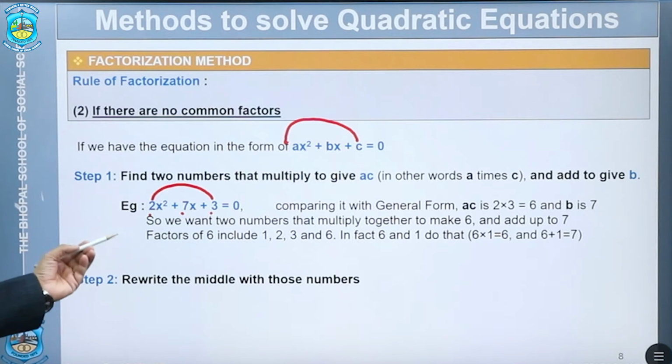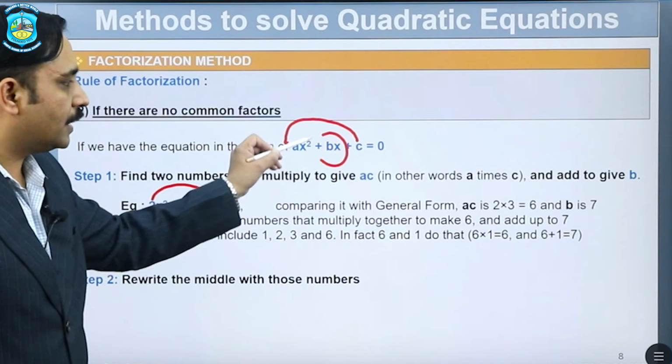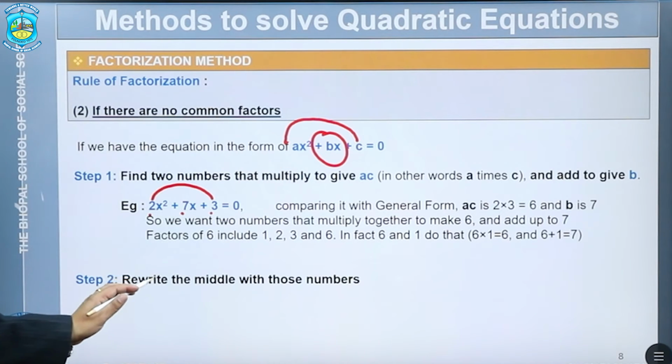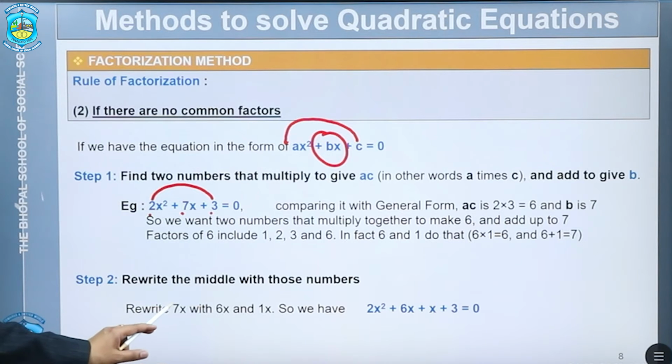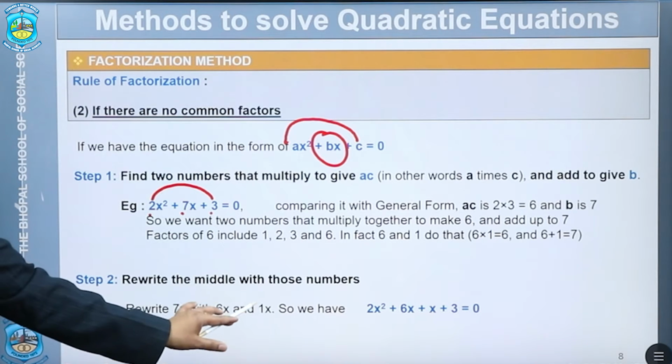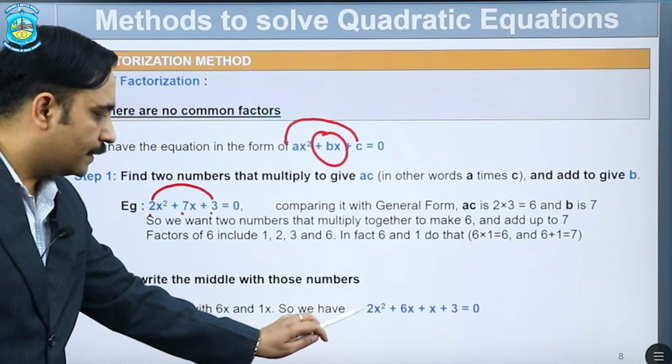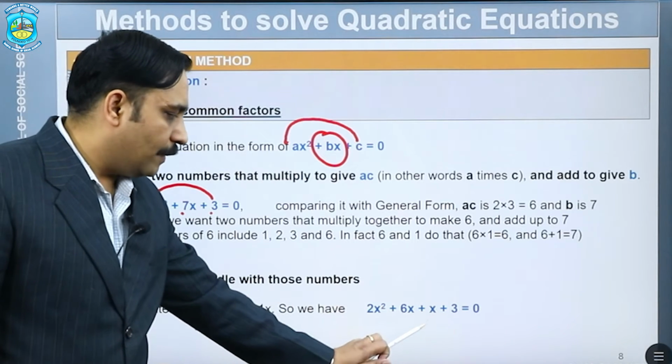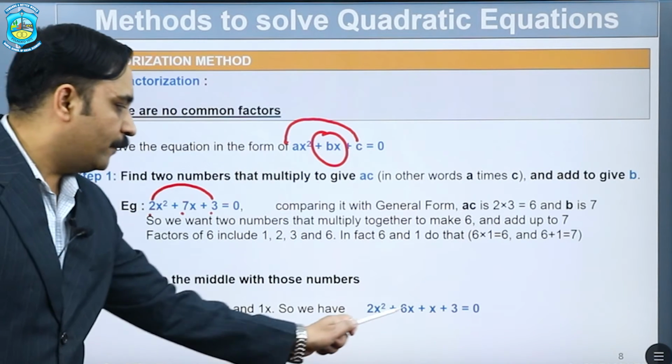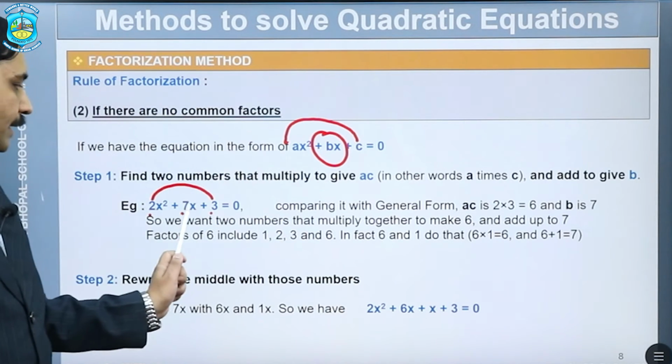Okay. Now we rewrite this given middle term in terms of these factors. So we rewrite this 7x as 6x and 1x, so that my equation becomes 2x square plus 6x plus x plus 3 is equal to 0. If you add these two, you will get the middle term, that is 7x.